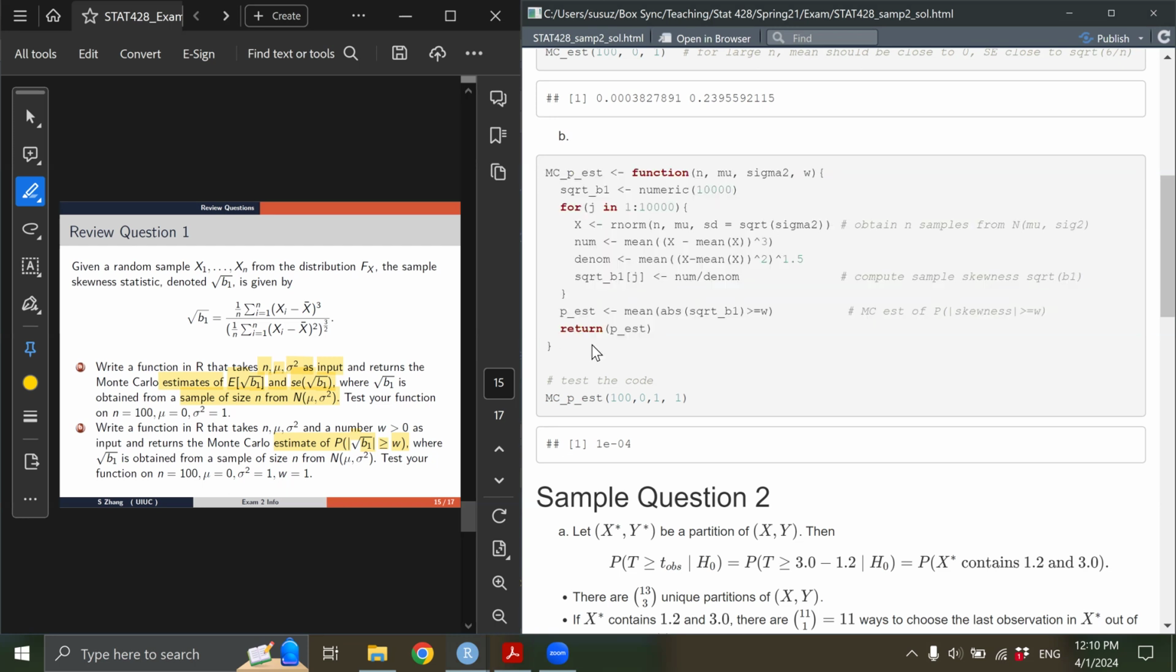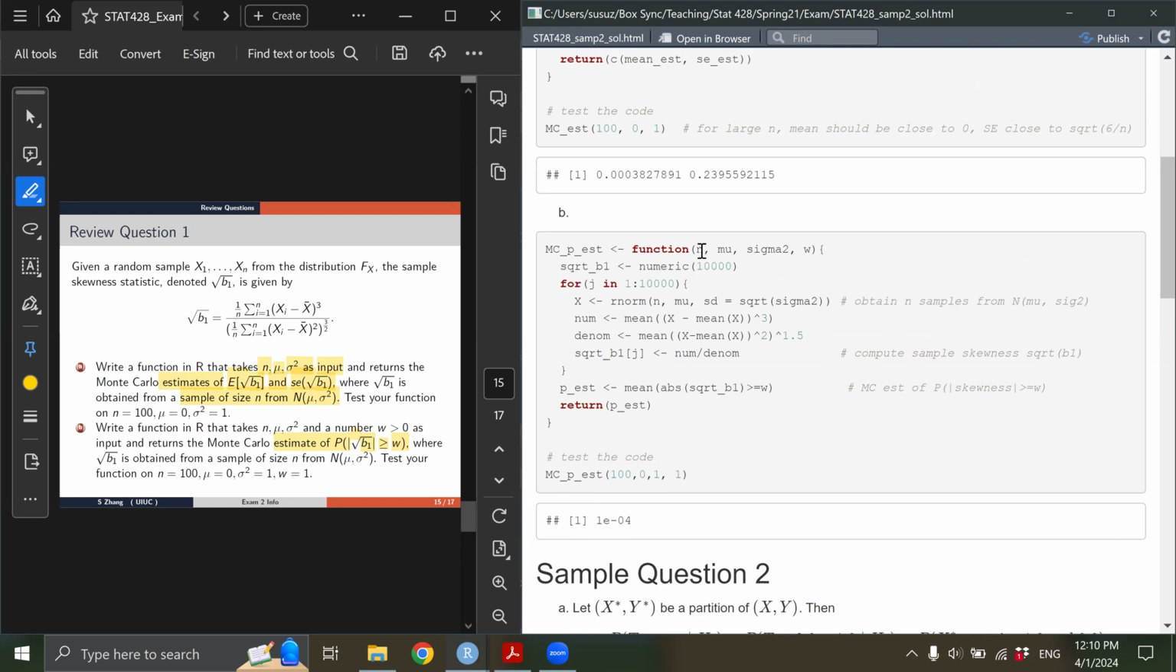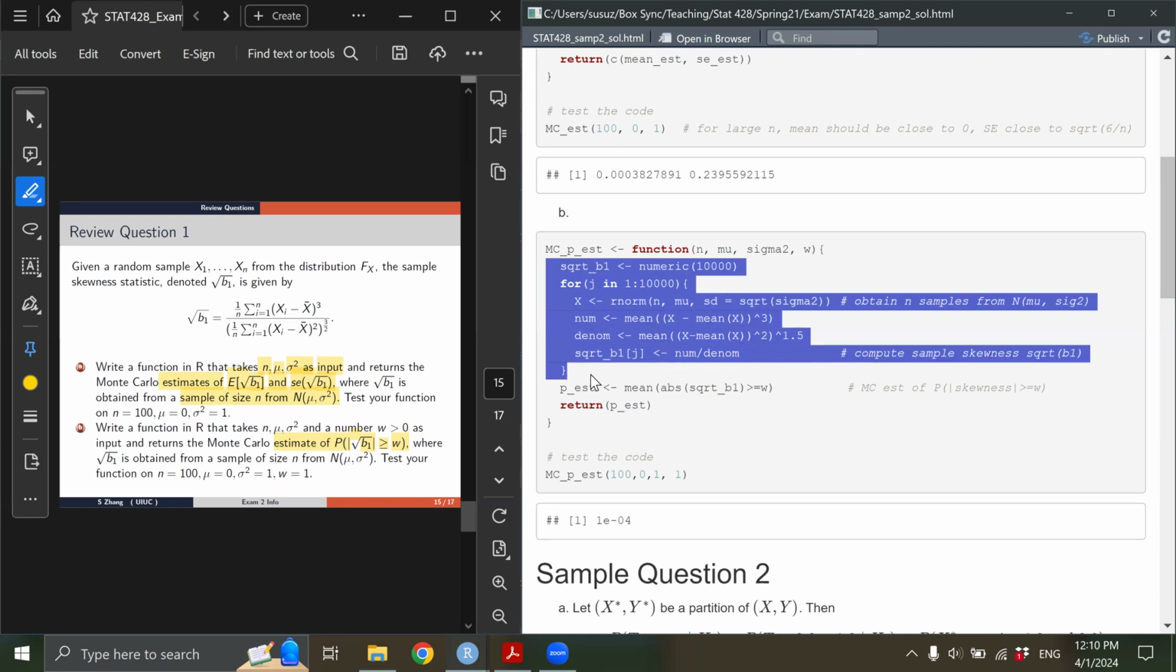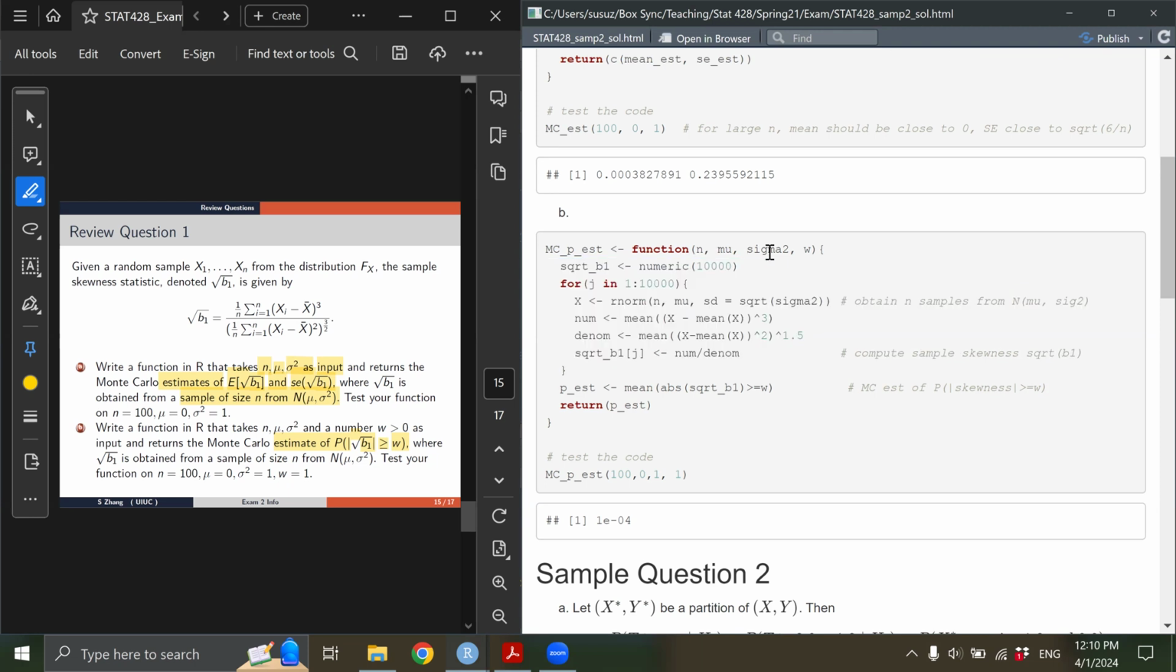I call this function MCPest. The arguments are quite similar to before: sample size, the data generating mean and variance, and some W, which is the constant that you will compare the absolute value of the sample skewness to. This part is the same as before, which essentially in each of the Monte Carlo replications, over 10,000 replications, you're going to generate some data from this known distribution, so normal mu sigma squared, and then compute a Monte Carlo replicate of this sample skewness, right? You have a total of 10,000 of those simulated sample skewness where your x follow this normal distribution.